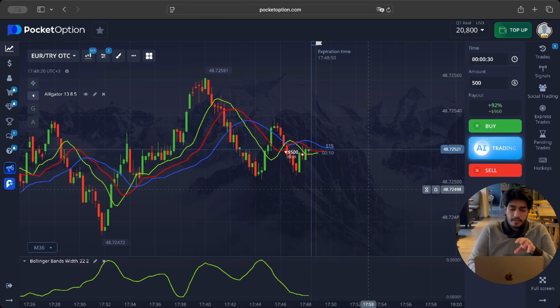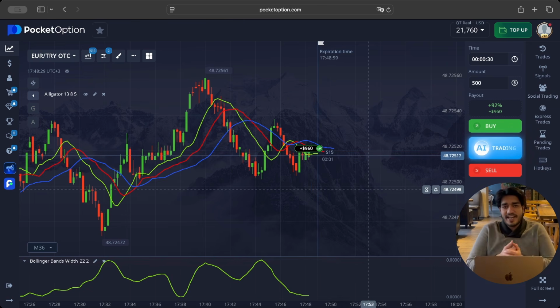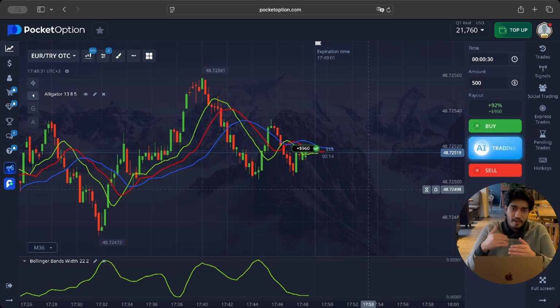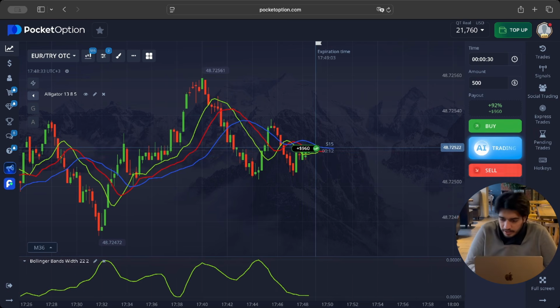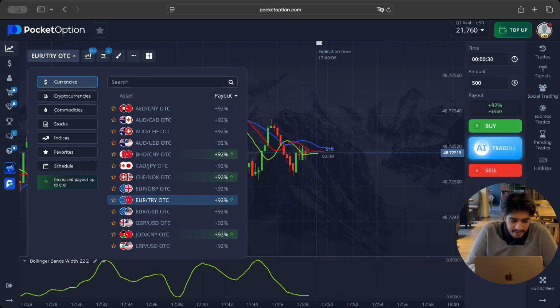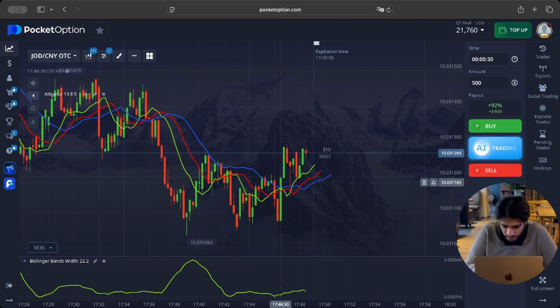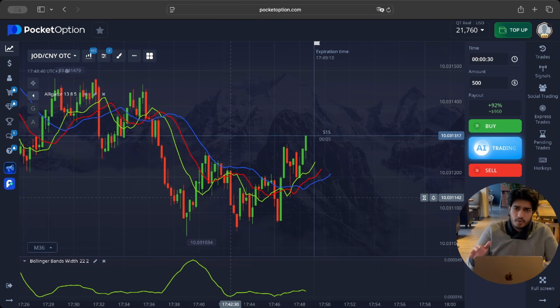Watch closely at both the indicators, why I took a downward trade here, and what the reason is. I always try to explain the why. So again, plus 960. See, step by step, slowly, we are going through it. So let's go find a currency for the third one. Let's find a currency step by step which is suitable for us.